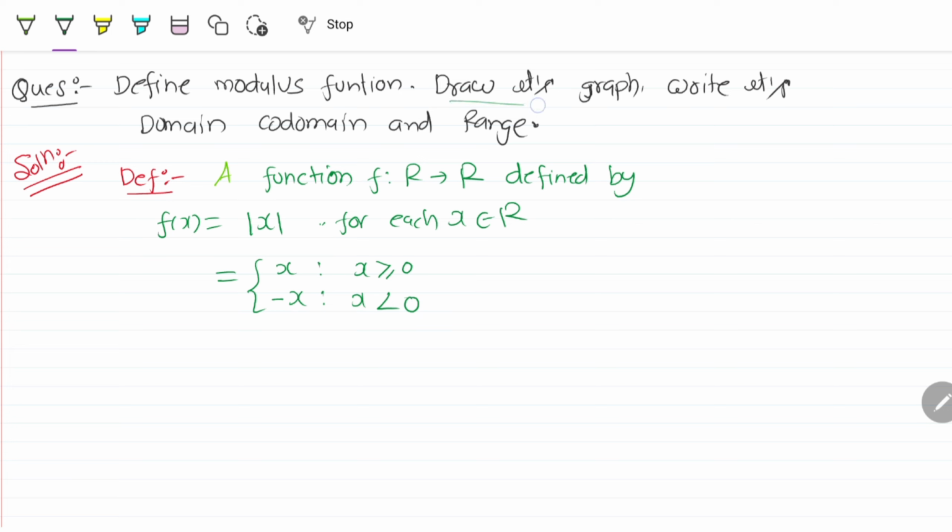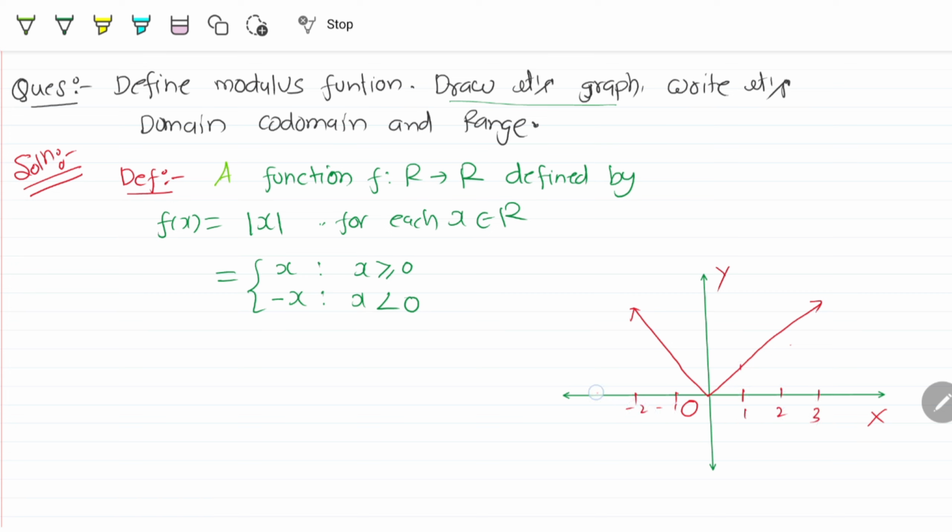Next, draw its graph. So this is the x-axis, this is the y-axis. The modulus function graph is V shape. So the graph will be like this, and it will keep on going upward. Here is the origin. If the x value is 1, the output will also be 1. You can give some names here: 1, 2, 3, minus 1, minus 2, minus 3, and so on.